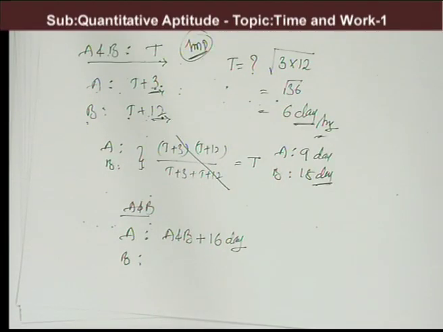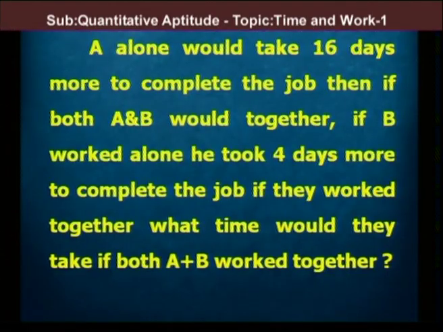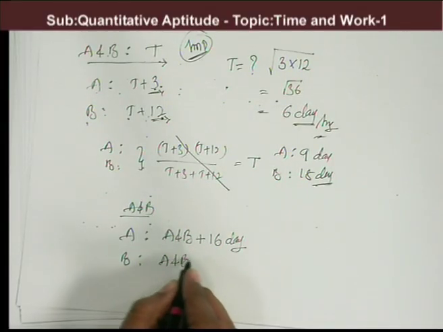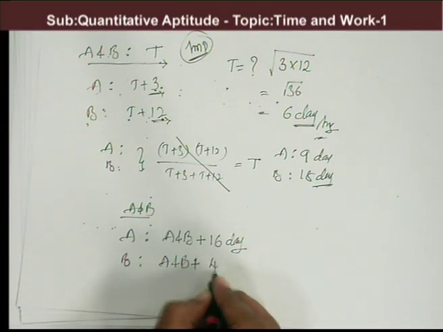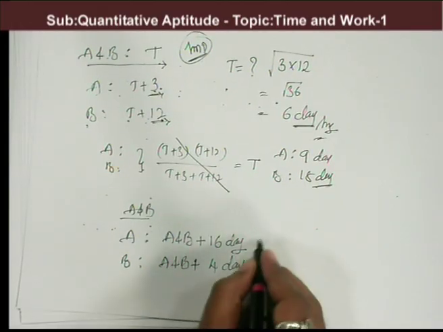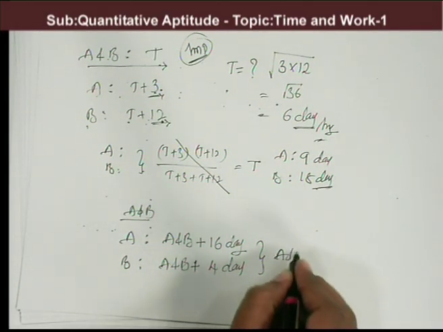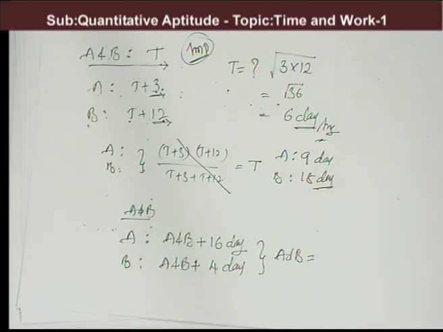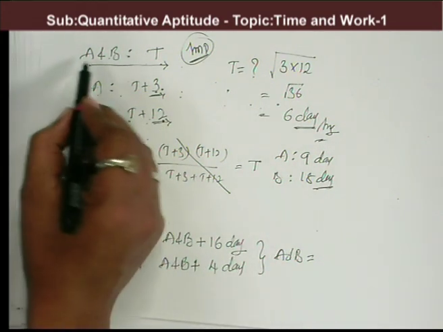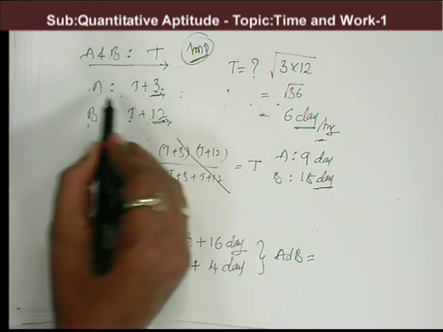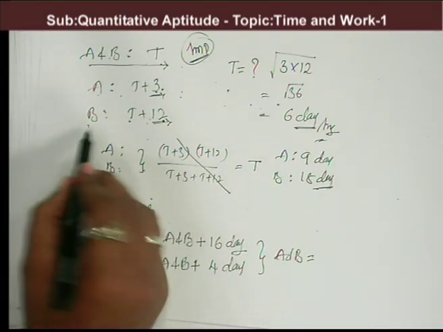Next, the second statement is about B. If B worked alone, he would take 4 days more to complete the job than if they worked together. The same as B: if both are working together for some days, B takes 4 days more. Then the question is A and B working together. In the previous question, A and B working together took T days, A alone T plus 3, B alone T plus 12.